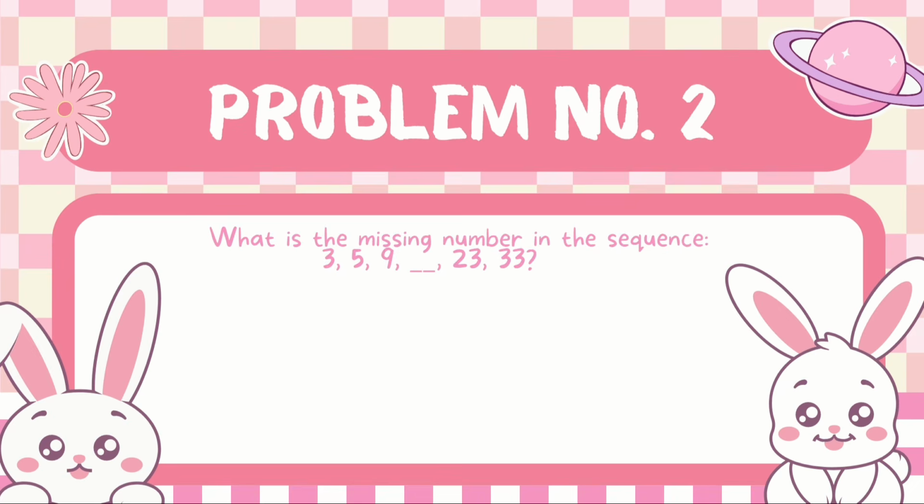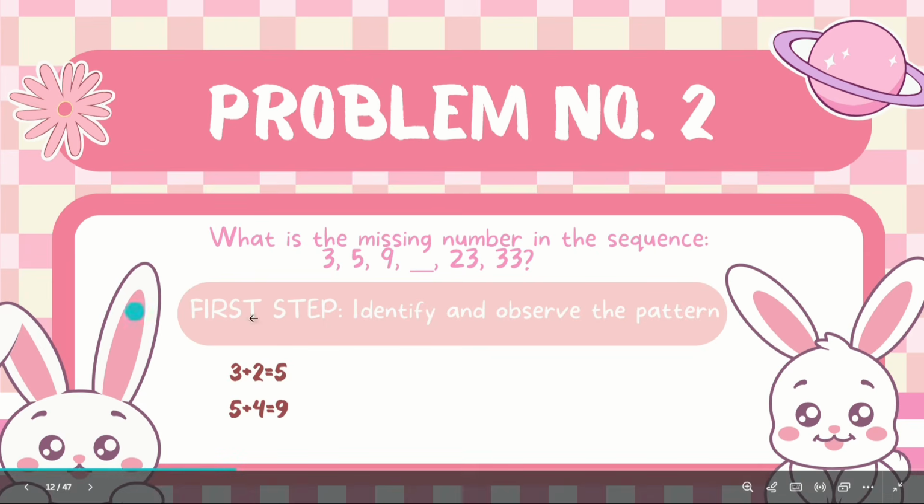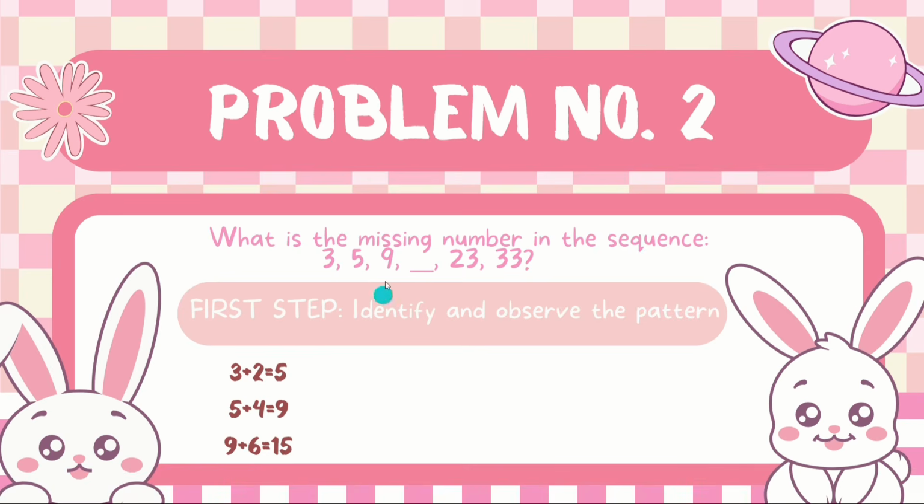Problem number 2. What is the missing number in the sequence 3, 5, 9, blank, 23, 33? First step is to identify and observe the pattern. 3 plus 2 is equal to 5. 5 plus 4 is equal to 9. 9 plus 6 is equal to 15. So our possible missing number would be 15.